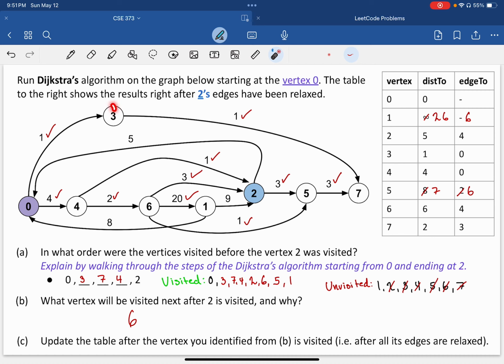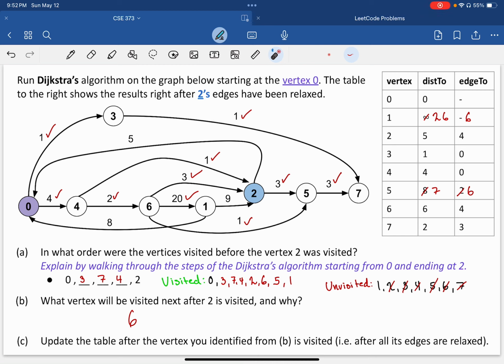So now that we're at node 3, we're going to see it only has one outbound edge, which is to 7. And to get to 7 from 0, it's going to be 2 because 1 plus 1 is 2. And now that 3's outbound edges have been explored, its edges are going to be relaxed, and now 3 is visited. So it's 0 and then 3.